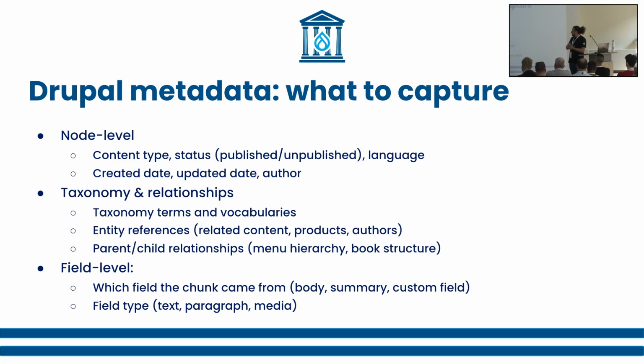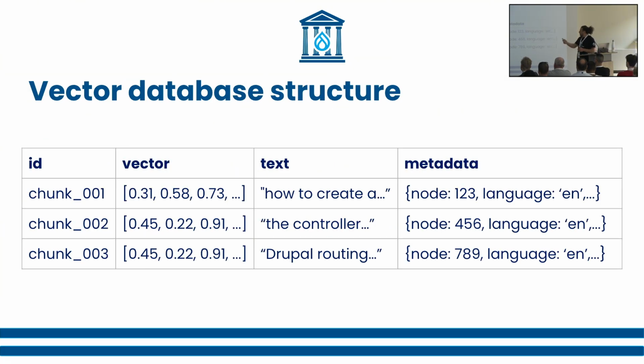How does it look? What can you use for the metadata? We can use the content type, the status, language, the ID, whatever information we want to add to the embeddings. We can also add taxonomy relationships, any information we want to use as a filter, we can add it to the metadata. Even the field type, so if you want to filter just by body summary or some other field, or by entity type. And then when it gets stored, it will look like that. So we have again the ID, the vectors, the text, and then the metadata with the node ID, language, and any other information that we want to add.